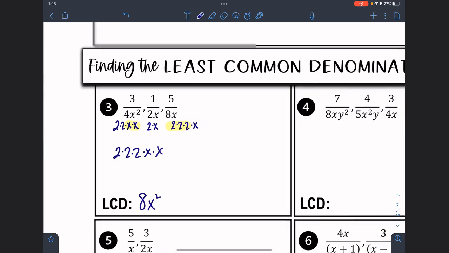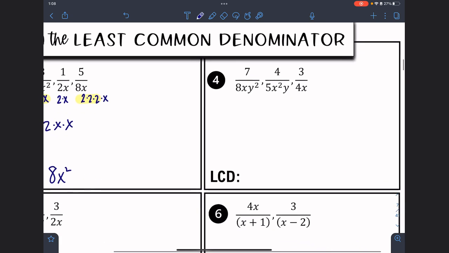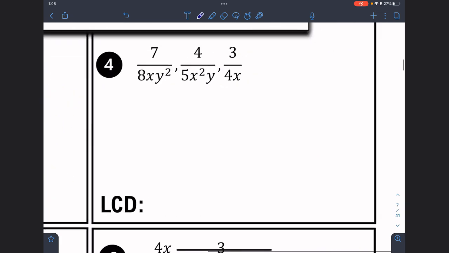We're trying to just get it to match. We're trying to get the denominators to look the same. Okay, so same thought process can happen here. I'll still, again, go the long way and then kind of talk about it quickly the short way. So 8 can be broken up into 2 times 2 times 2 times x times y times y.